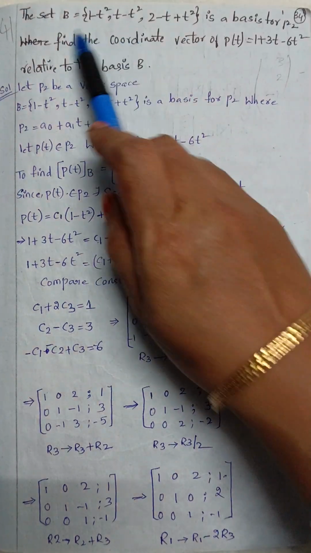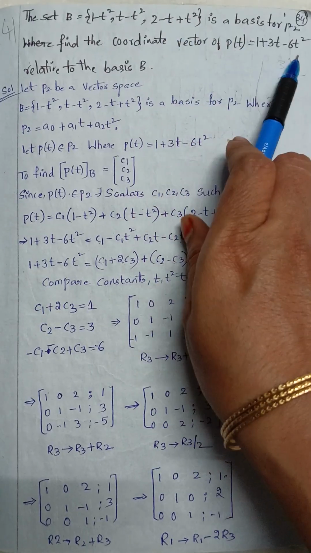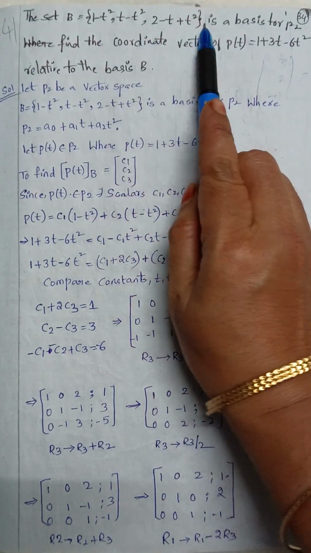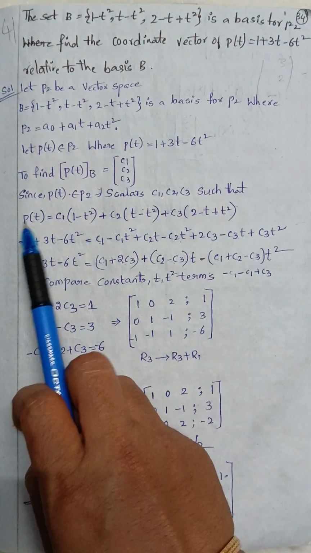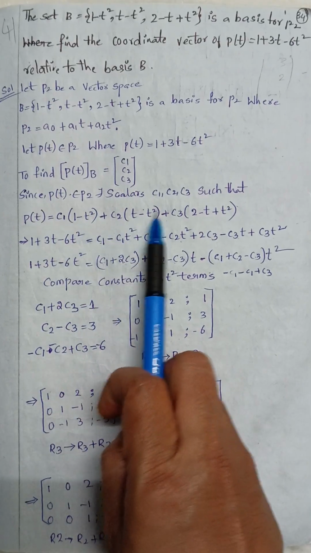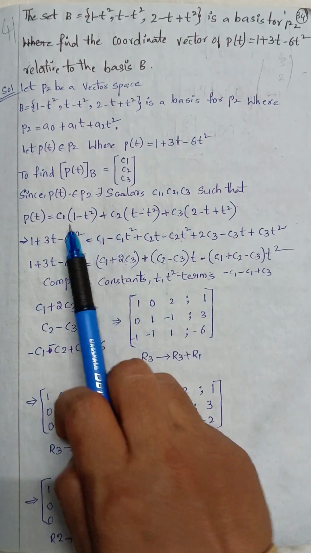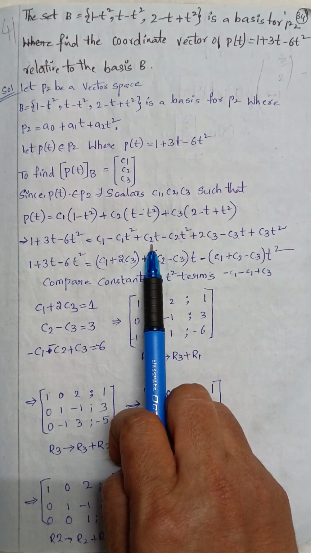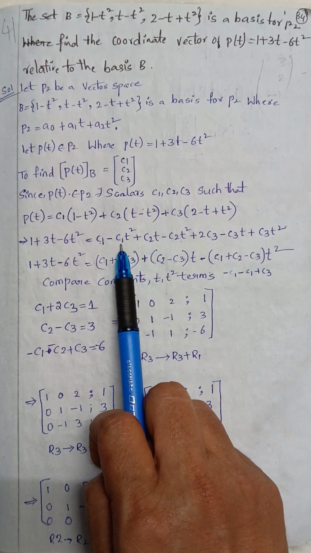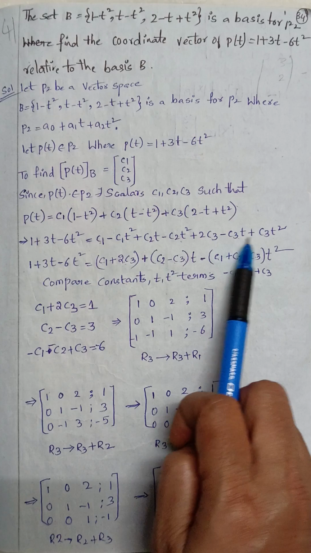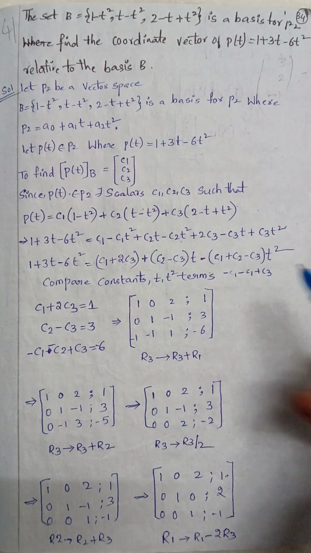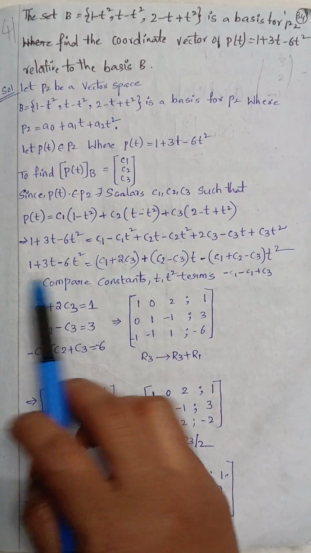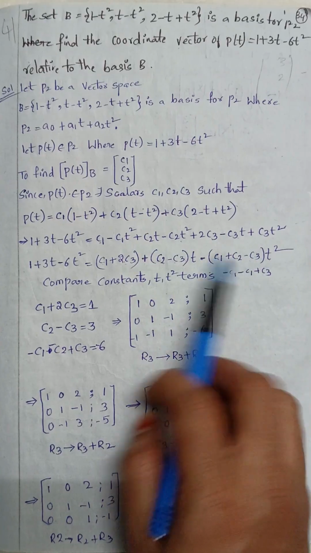Similarly, one more similar problem. One vector in the polynomial is given and p(t) is given. We need to find [p(t)]_B. Let us consider c1, c2, c3 because 3 vectors are given here, and take the linear combination: p(t) equals c1 times the first vector, c2 times the second vector plus c3 times the third vector. Now multiply every term and take the constant c1 plus 2c3 here, t common, c2 minus c3 here, and t square common, minus c1 minus c2 plus c3 here, right? So taking minus as common, it will be like this. Then compare the constants, this equals 1, and the t terms and t square terms here.